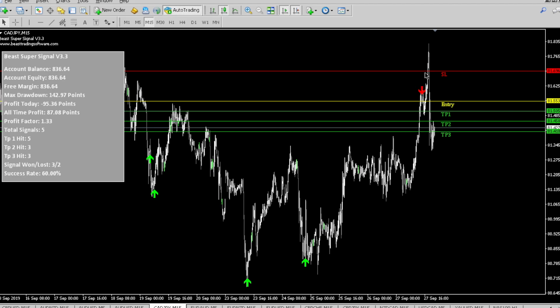In this case, if you had used a stop loss, you would have saved yourself an additional loss when this spike went up here. So always use a stop loss on your trades and you'll easily be able to mitigate any losses that you might have.